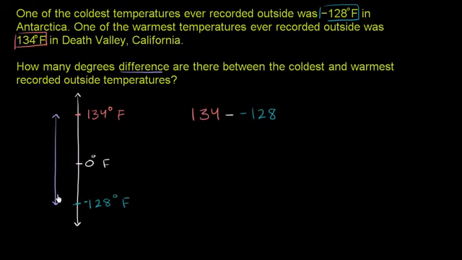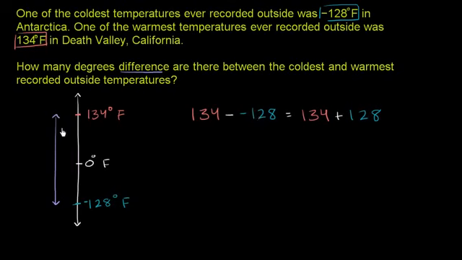Now there's several ways to think about it. One is we know that if you subtract a negative number, that's the same thing as adding the positive of that number, or adding the absolute value. So this is the same thing. This is going to be equal to 134 plus positive 128 degrees. And what's the intuition behind that?